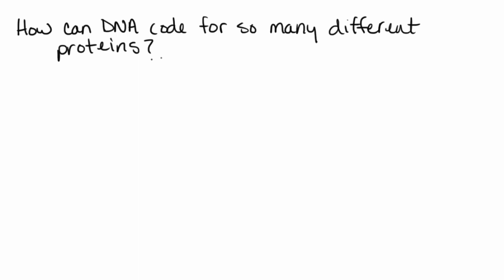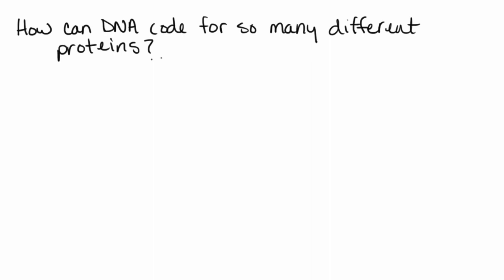DNA is an amazing but really simple molecule. And so there is this question, how can DNA code for so many different proteins if it is such a simple molecule? And really, when we get down to it, DNA is made up of 4 different things, 4 different nucleotides that contain 4 different nitrogenous bases.